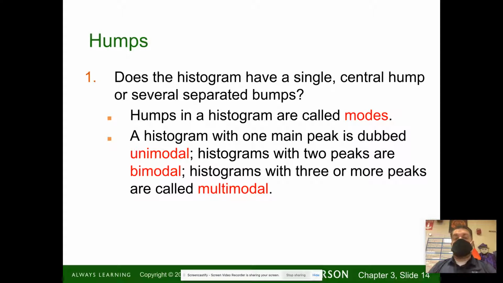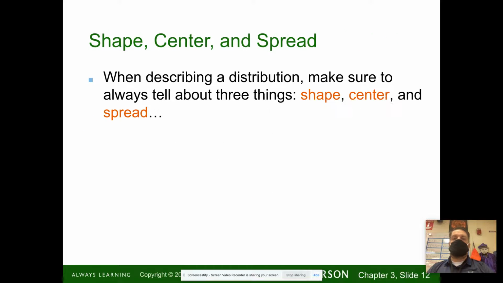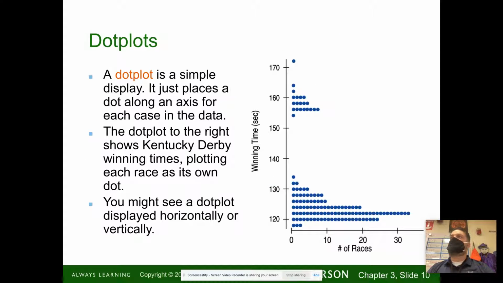Now, a histogram with one peak is dubbed unimodal. A histogram with two peaks is bimodal. I wanted to be careful, because if we go back to this, remember how Mr. Adams said that's bimodal? I don't want you to confuse that with mode. Mode means something that occurs most often. If I look at this little line here, this occurs the most often in this little distribution, if I think of it as a distribution.